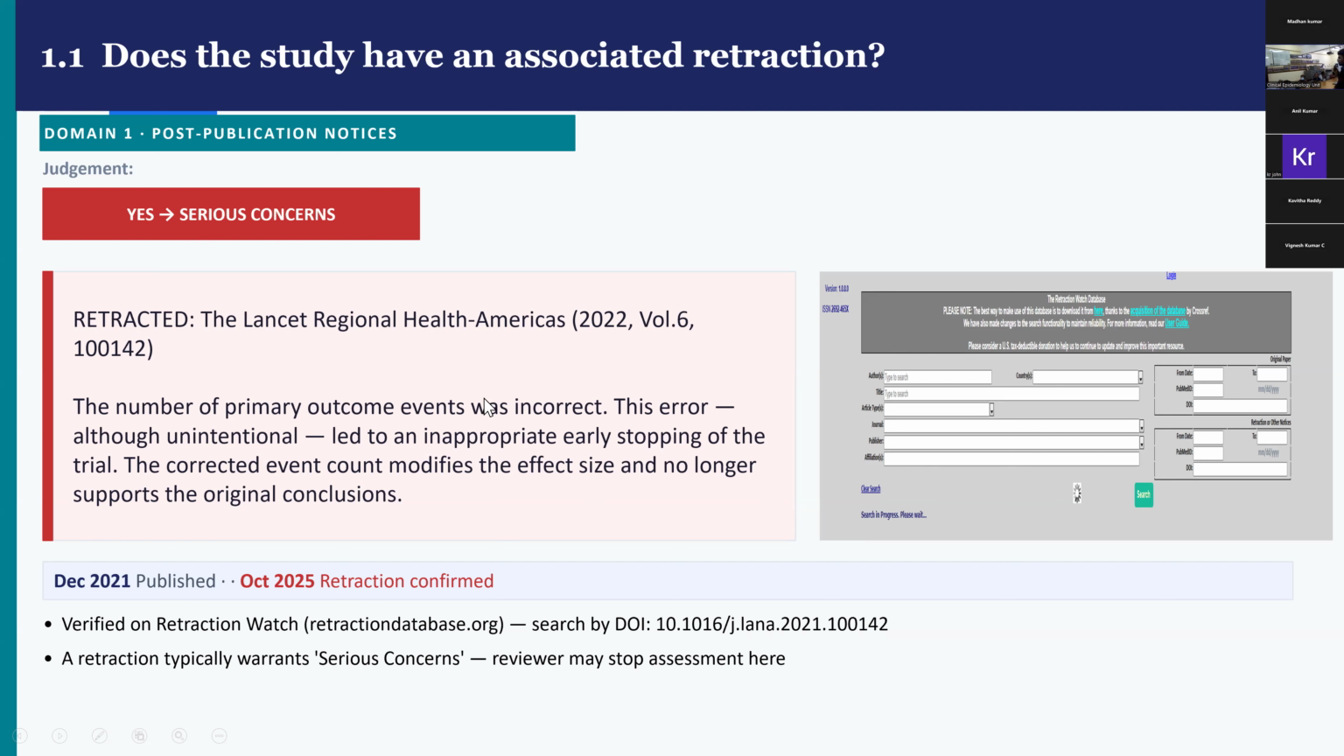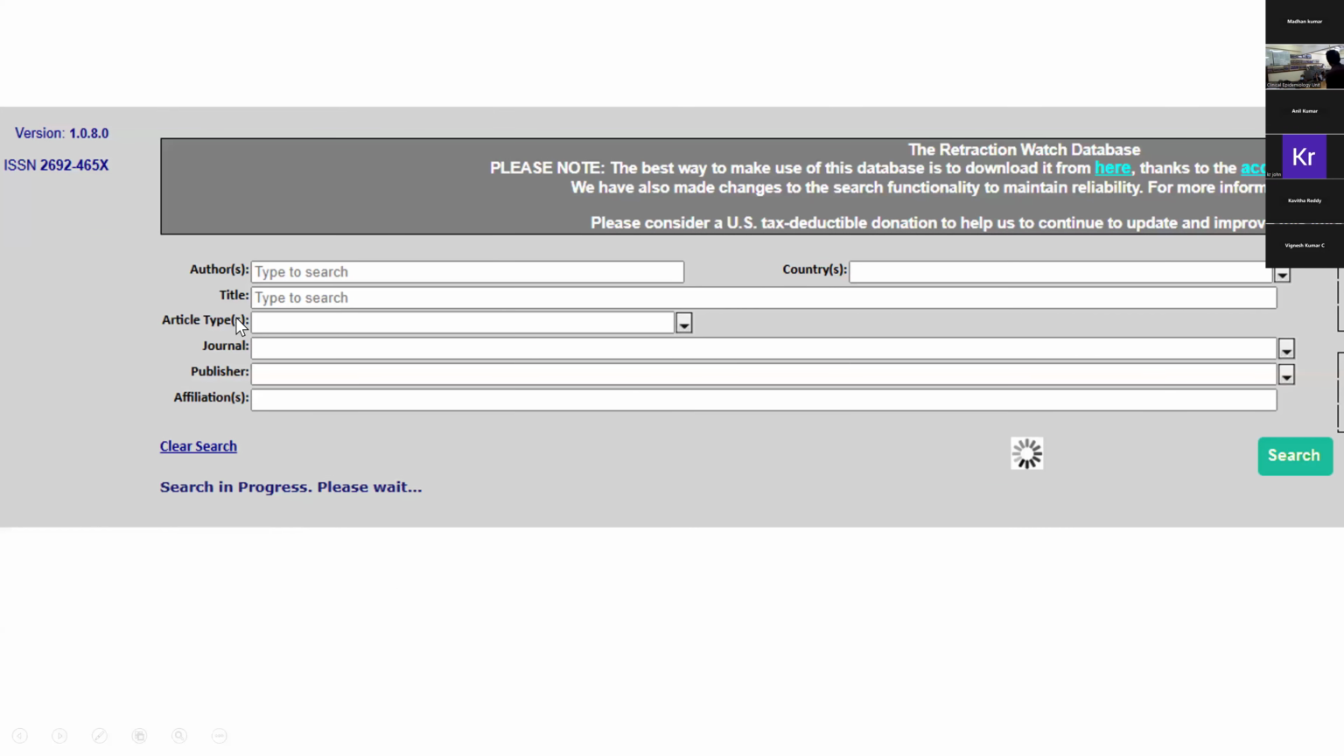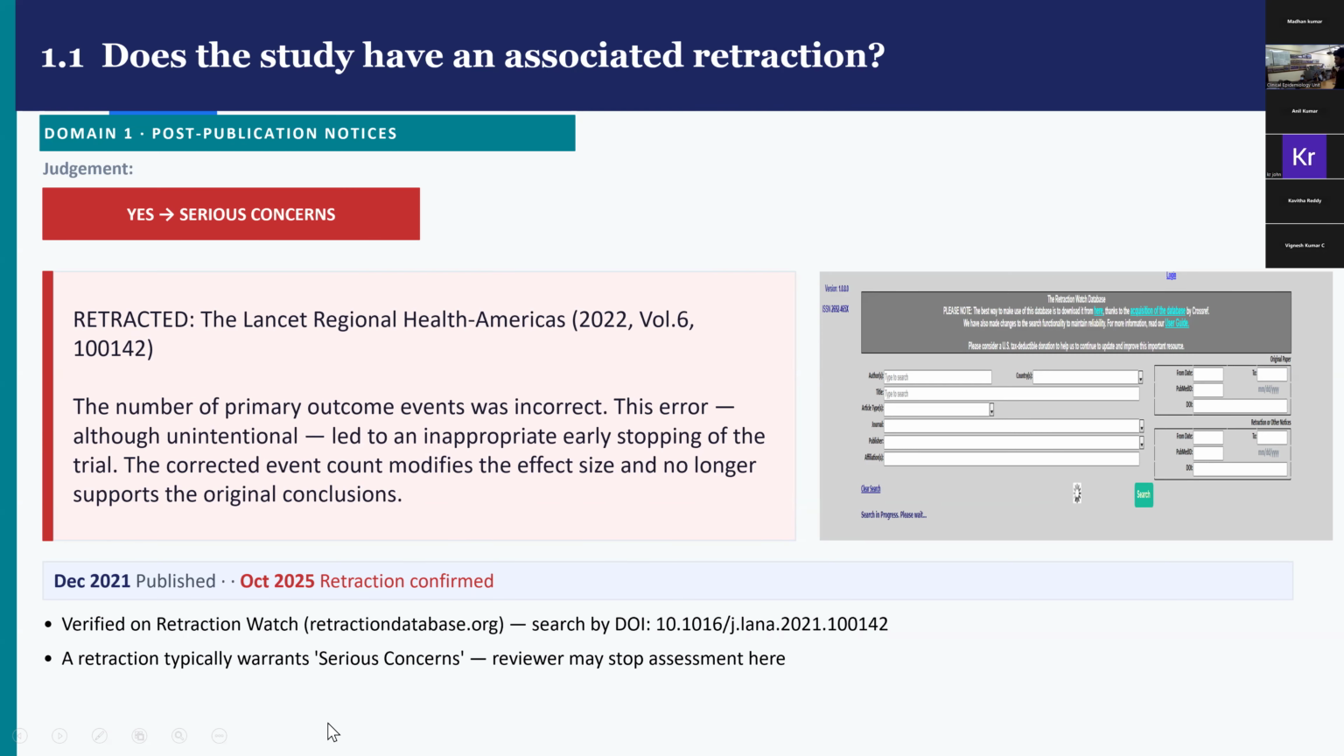So if we are looking at a randomized controlled trial, how can we look at whether it was retracted or not? We can go to the journal itself and see whether there's any retraction notice or not. Another way to look for retractions is to go to the website called retractiondatabase.org. So I'll show you just how to use the retractiondatabase.org tool.